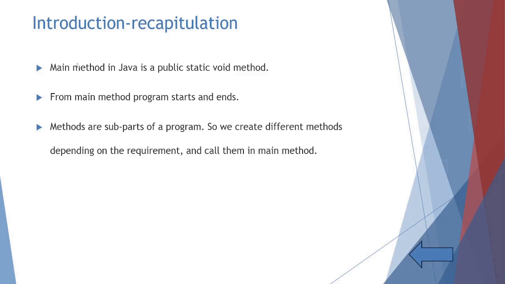Main method in Java is a public static void method, and we write the program in main method only, starting of the program as well as ending of the program in main method only. But depending on the requirement, we create different methods and call them in main method.